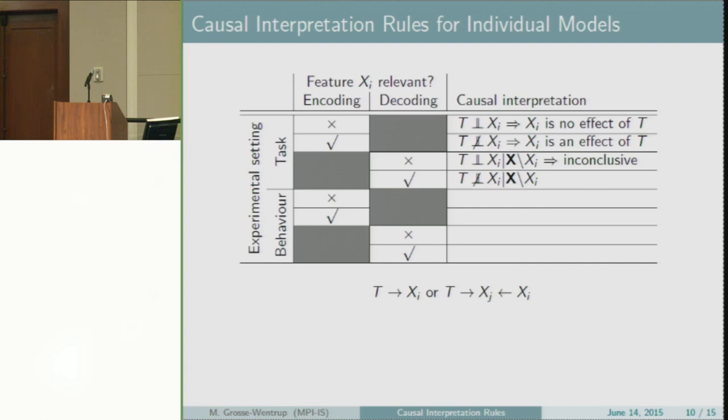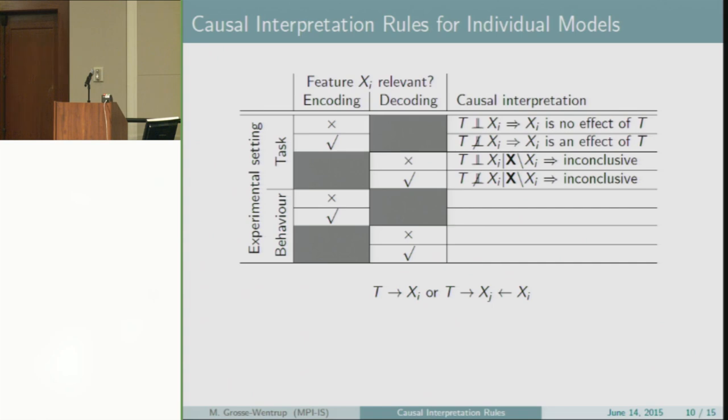For instance, subjects could get tired over time, and by regressing out the effects of subjects becoming tired, you can build a better decoding model. But this doesn't mean that xi has to be an effect of T. So, unfortunately, this is inconclusive.